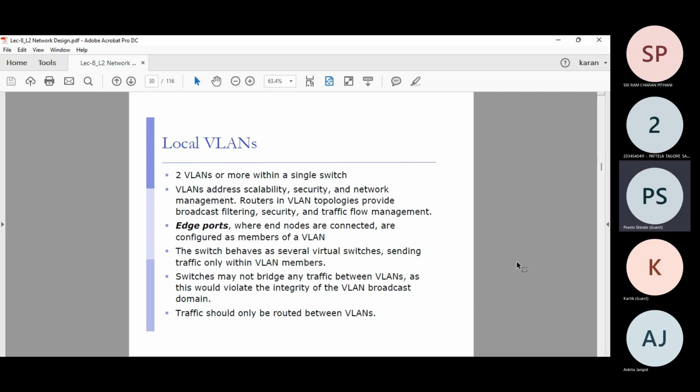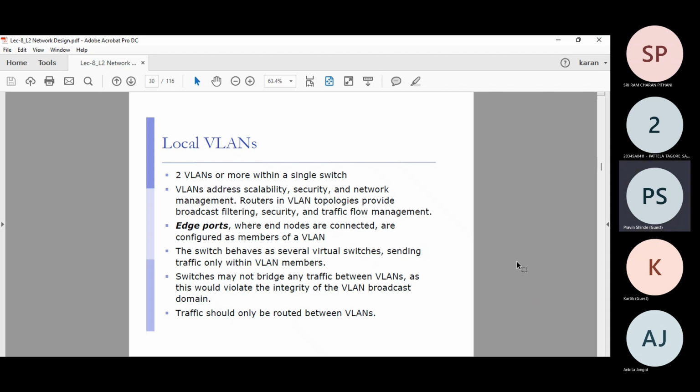Local VLAN: two VLANs or more within a single switch. VLANs address scalability, security, and network management. Routers in VLAN topologies provide broadcast filtering, security, and traffic flow management. Edge ports, where end nodes are connected, are configured as a member of a VLAN. The switch behaves as several virtual switches, sending traffic only within VLAN members.